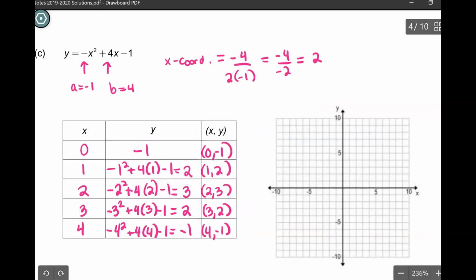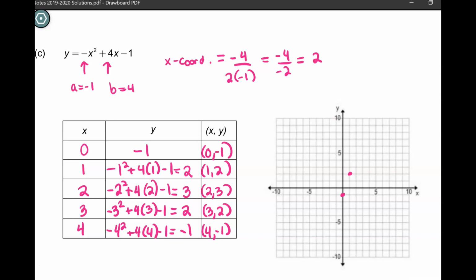Let's go ahead and graph it. So 0, -1 goes here. 1, 2 here. 2, 3. Then I have 3, 2, and 4, -1. So notice this time, when we have a negative in front of the x squared, it basically flips everything upside down. So now it's facing downward. We'll discuss more about that with the next class. And the vertex is 2, 3.